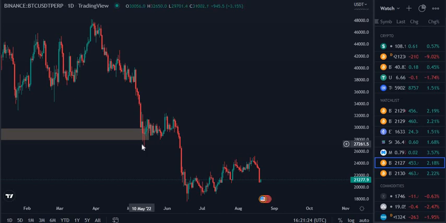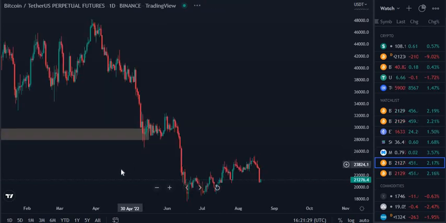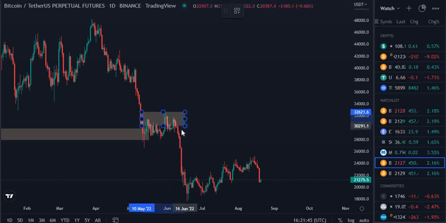And then what happens next? It got breached by a wick, and then before this break below this daily demand zone, there is a drop base drop supply right here. And then what happens? We see price rallying into the supply zone before continuing in the direction of a downtrend.